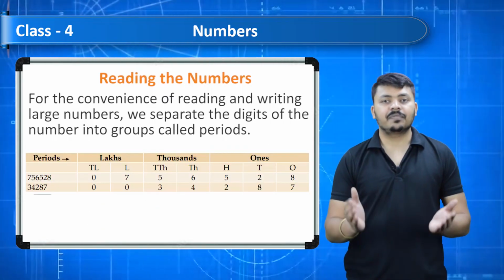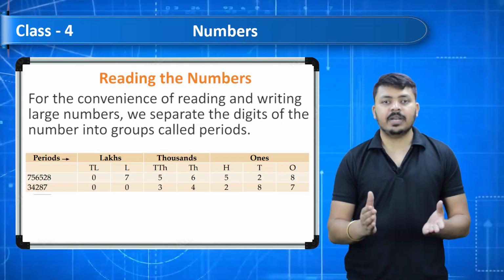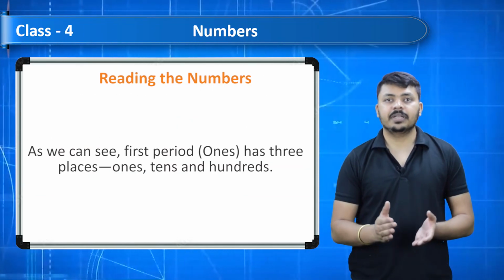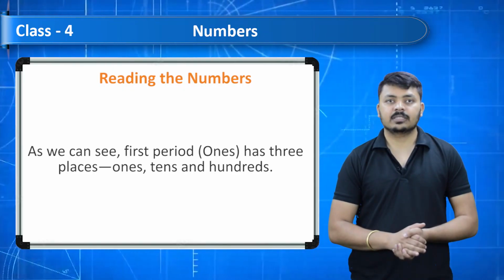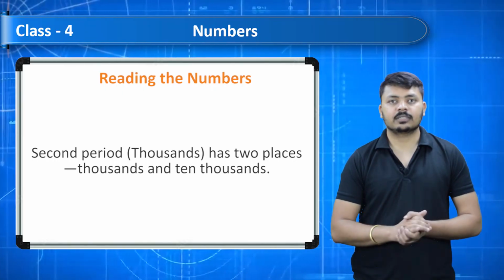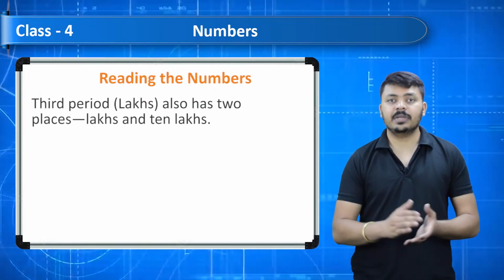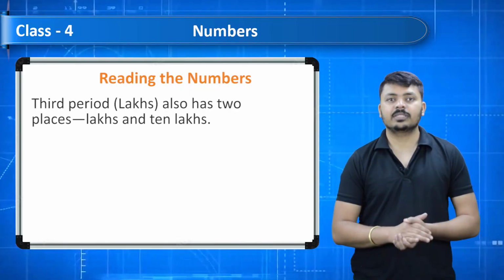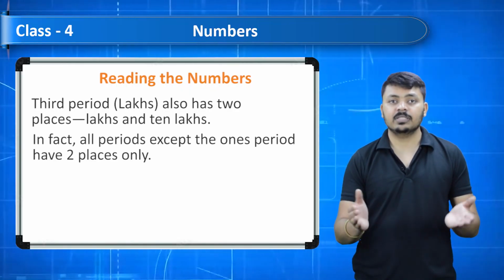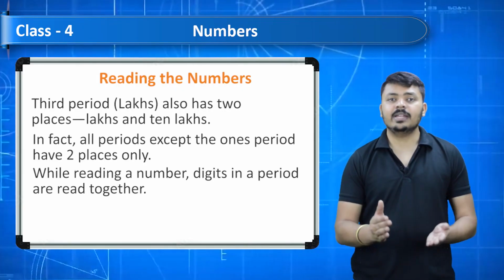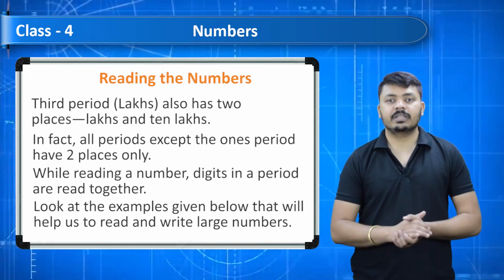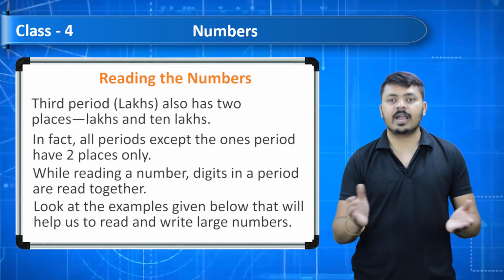Reading numbers. For the convenience of reading and writing large numbers, we separate the digits of the number into groups called periods. As we can see, the first period, ones, has 3 places: ones, tens and hundreds. The second period, thousands, has 2 places: thousands and 10,000. The third period, lakhs, also has 2 places: lakhs and 10 lakhs. In fact, all periods except the ones period have 2 places only. While reading a number, digits in a period are read together. Look at the examples given below that will help us to read and write large numbers.